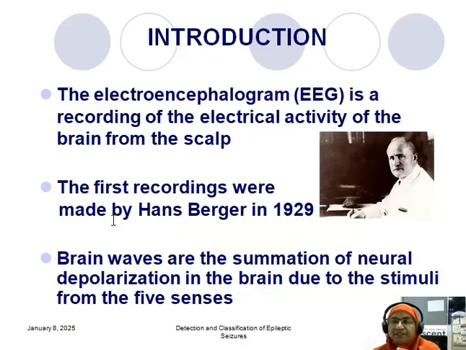Introduction. The electroencephalogram is a recording of the electrical activity of the brain from the scalp. The first recordings were made by Hans Berger in 1929. The brain waves are the summation of neural depolarization in the brain due to the stimuli from the five senses.